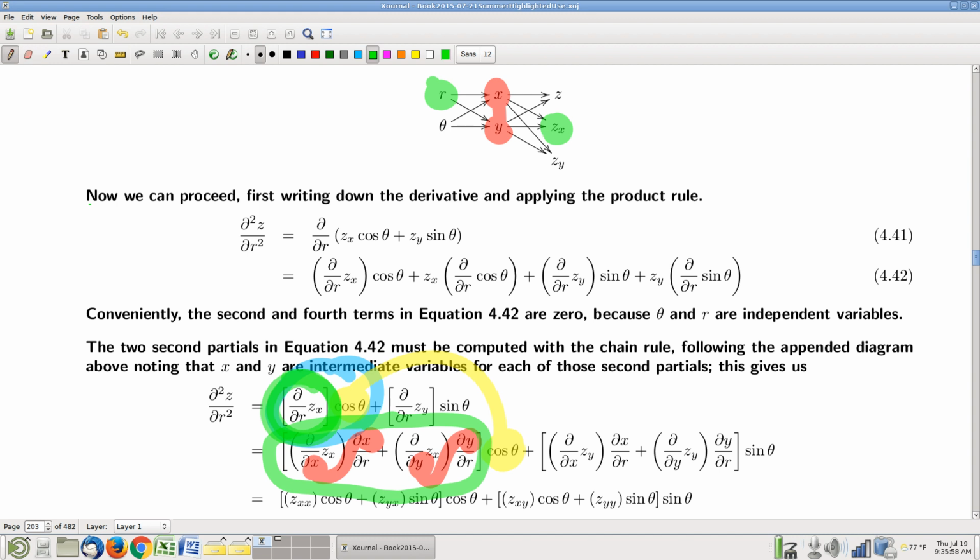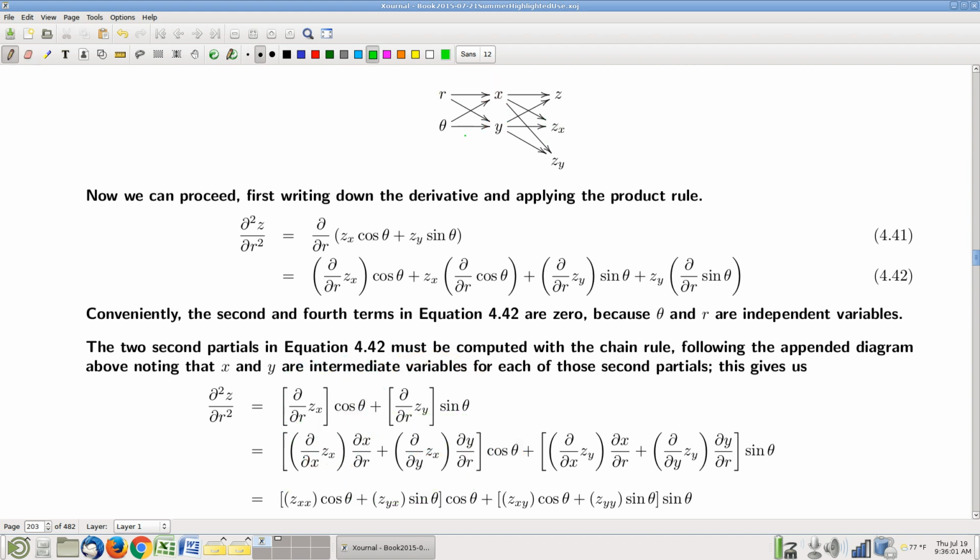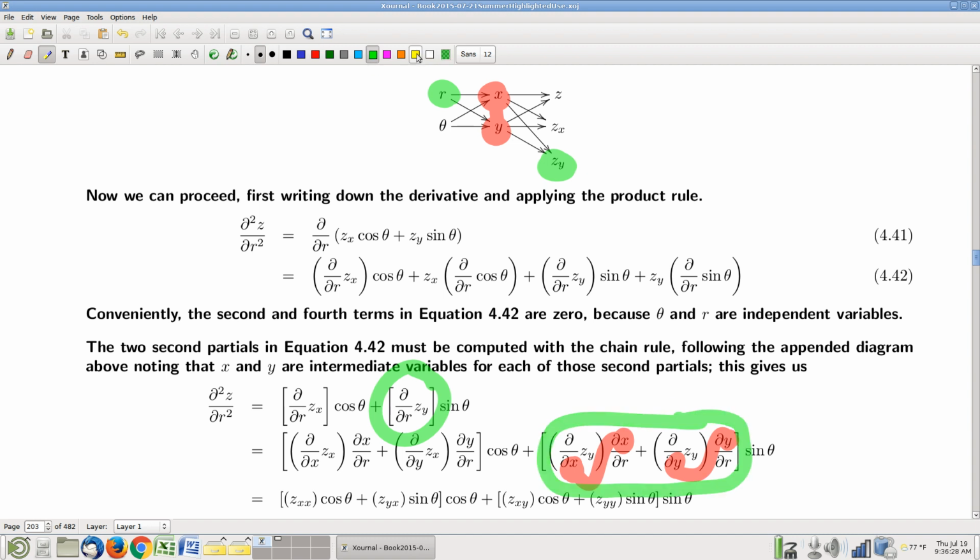Okay. All right. So likewise for z_y. If you want to take the partial of z_y with respect to r, then again there are two intermediate variables, x and y, thus giving you these two terms, and so that partial derivative is this. And of course, sine theta sticks around. Same idea. All right, is everybody happy? And at this point, it's all over except for simplifications.